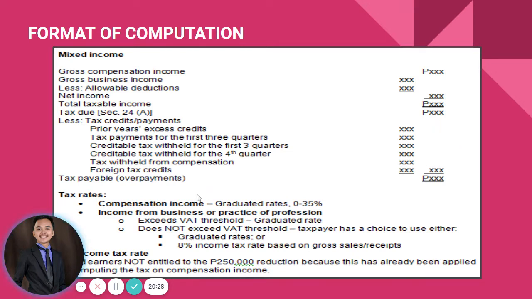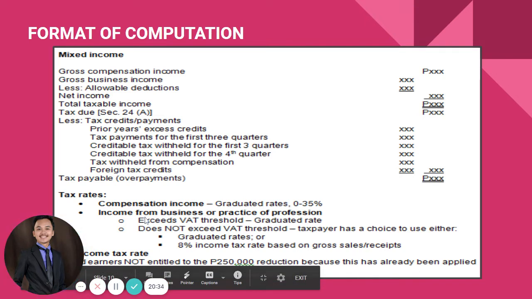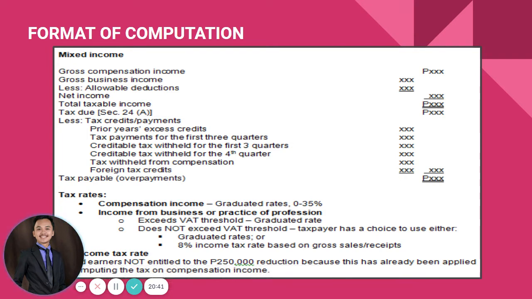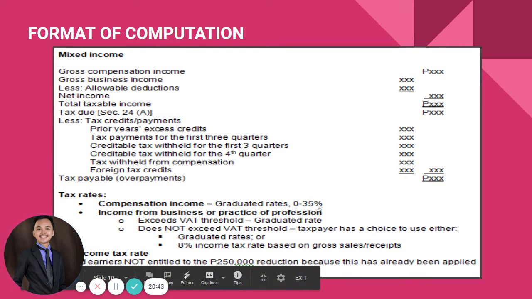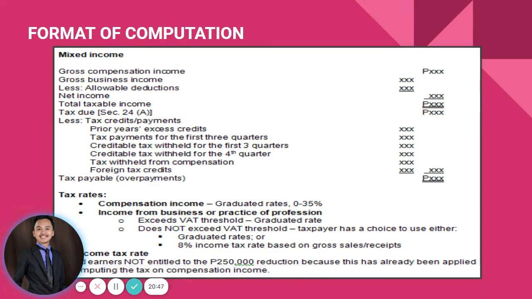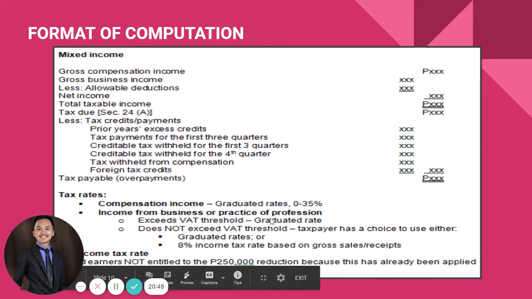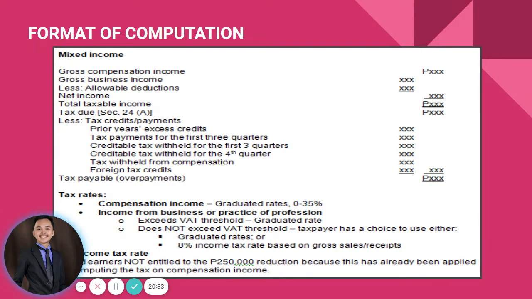Now, this time, guys, we have two options. We also have two options here. The entity or the taxpayer may opt to be taxed at the tax table, graduated rates of 0 to 35%, or pwede din siya to use the preferential tax rate. Pero, ang preferential tax rate can only be applied to the income earned from business or from practice of profession.